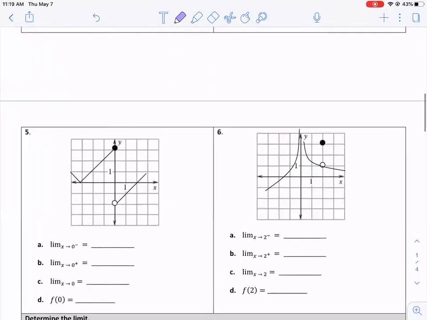All right, next up, as x approaches 0 from the left, we are at positive 3. As x approaches 0 from the right, we're at negative 2. So the limit does not exist. And at f of 0, we are at positive 3.